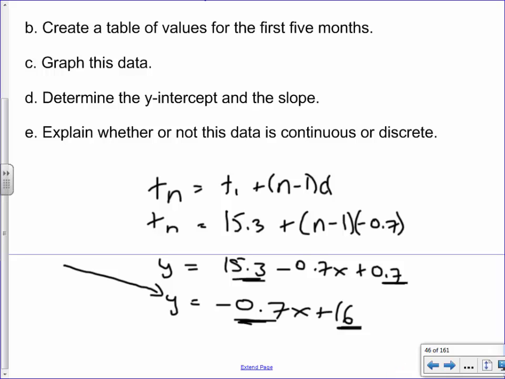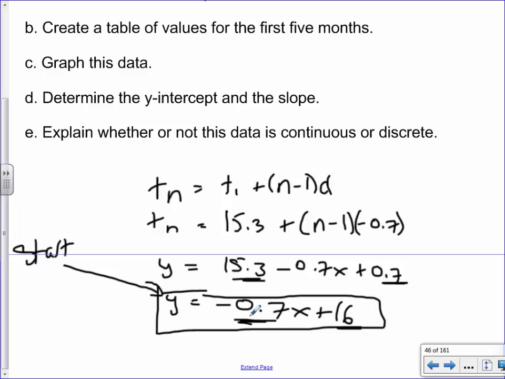Now the y-intercept is not term 1 though. Term 1 is when x is 1. The y-intercept is before you even start. So before you even started driving, you had 16 millimeters of tread. And then the slope is you're going down by 0.7. Does that make sense? So if you don't want to use the Tn equation anymore, you don't have to. You can just go right to this. You could just start here. Like if you can see that, I'm okay with you just starting there.